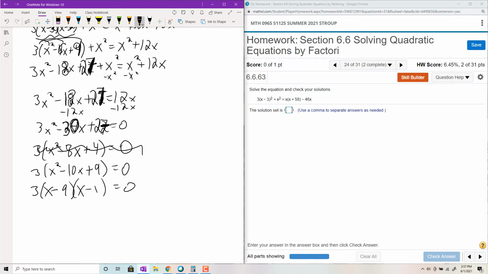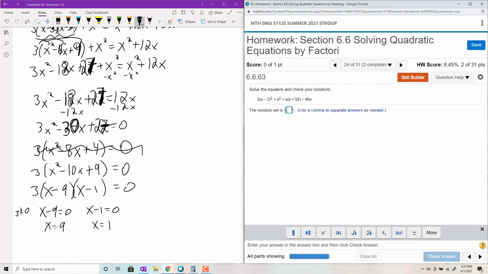The 3 doesn't give us anything, so it's just x minus 9 is 0 or x minus 1 is 0. If you wish, you could go 3 equals 0. Nope. All right, so x is 9 or x is 1. So here, 9, not 1. Bummer, right?